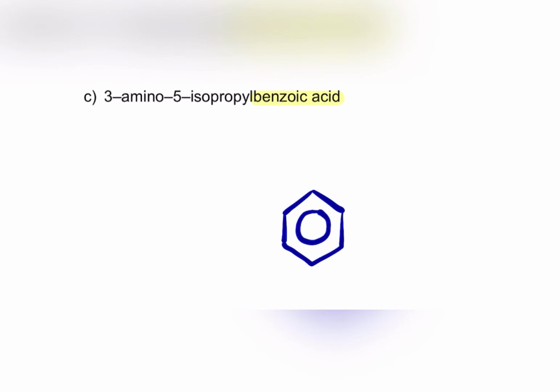I have 3-amino-5-isopropyl benzoic acid. So my parent will be benzoic acid. So I hope all of you can understand and remember how to draw the structure for benzoic acid. It will be benzene ring attached directly to carboxyl group. So I'm going to draw like this. Automatically this carbon in the ring will be first carbon. So this is first carbon, second, third, fourth, fifth and sixth.